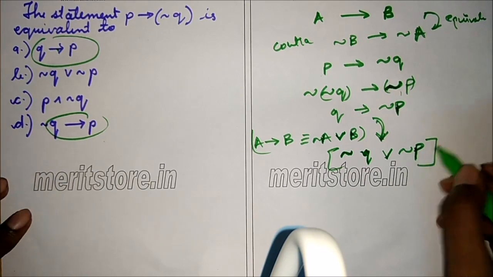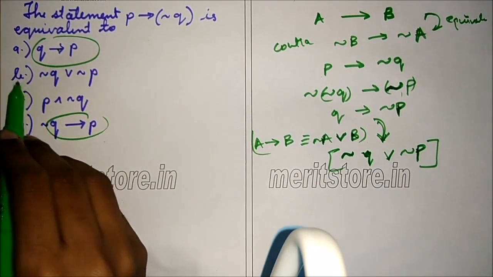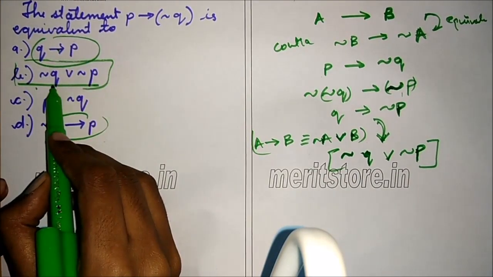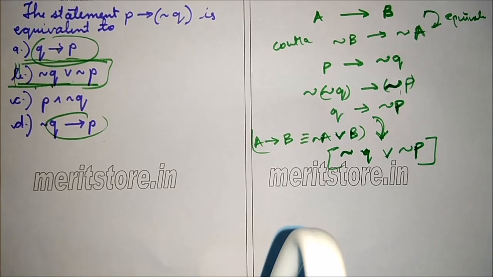So if we compare it with the options, we'll find this to be the same as option B, that is negation of Q or negation of P. So the answer is B, negation of Q or negation of P.